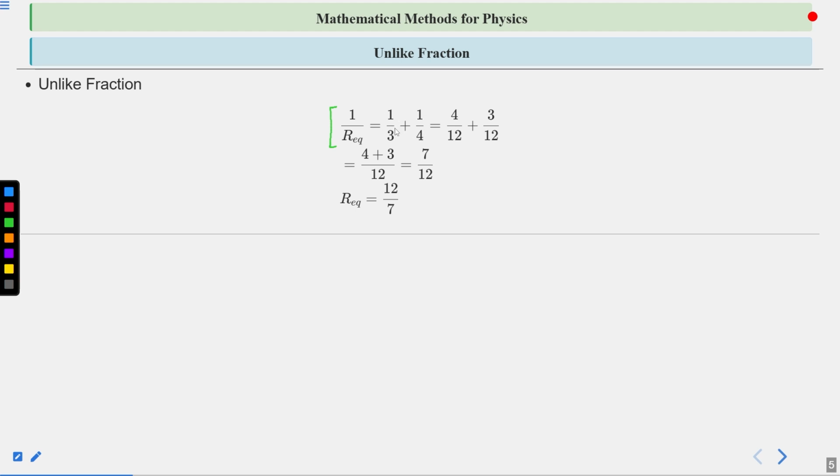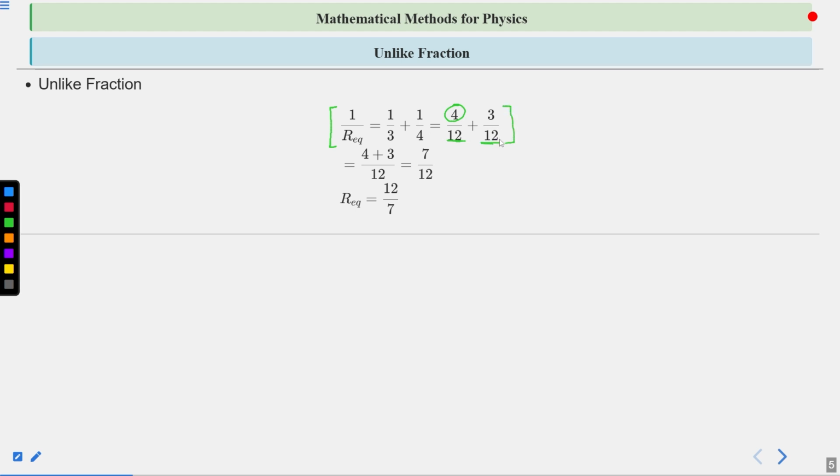How can we add this? First, we take the common denominator. Here the common denominator is 12. So multiply the numerator and denominator of the first fraction by 4. So it will be 4 divided by 12, as 1 into 4 is 4 and 3 into 4 is 12. Similarly, 1 into 3 is 3, and 4 into 3 is 12.